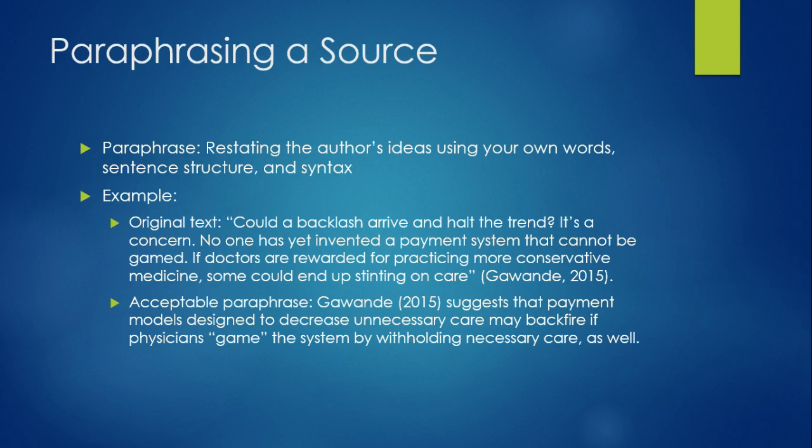Your second option when using a source is paraphrase. When you're paraphrasing something, you are restating the author's ideas using your own words, sentence structure, and syntax. Simply changing the words is not enough. Simply changing the sentence structure and using the same words is not enough. You are transforming the author's words into your own, but you still need to cite and give attribution to the author for the idea. Here's an example, again from Gawande's Overkill.